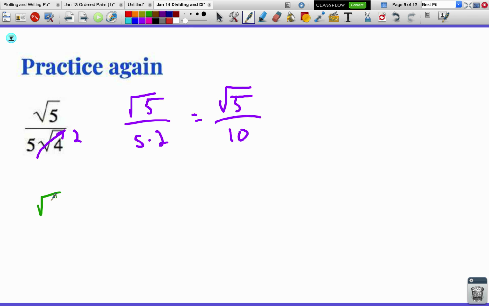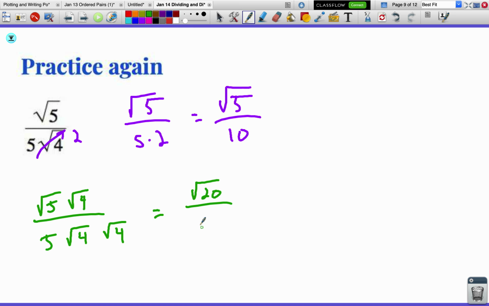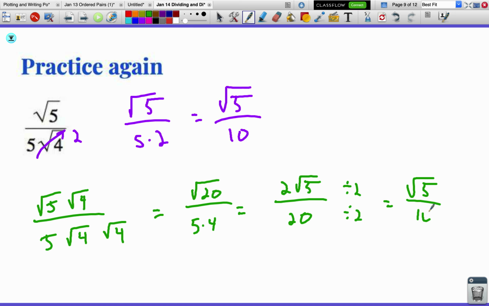So we got square root of 5 times the square root of 4 all over 5 root 4 times the square root of 4. That becomes square root of 20 over 5 times 4 equals, now we can pull out the 2 root 5 all over 20, divide the top and bottom by 2. Yeah, we still get the same answer, square root of 5 over 10. But yeah, don't miss out when you can just simplify radicals outright.